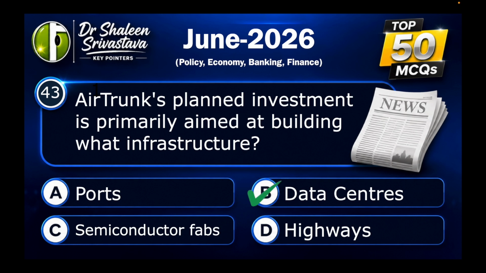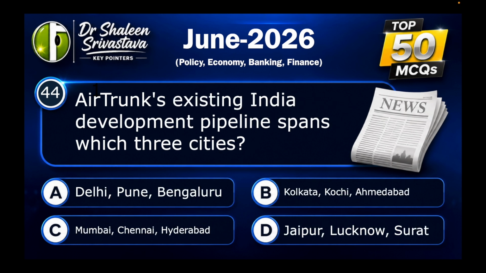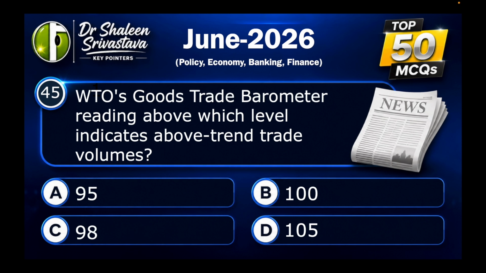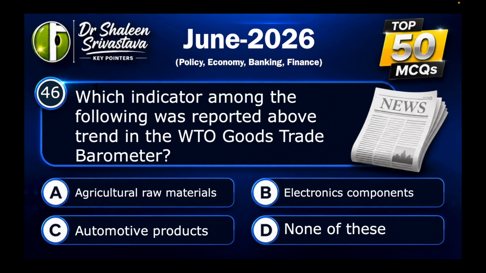Data centers. AirTrunk's existing India development pipeline spans which 3 cities? The correct answer is Mumbai, Chennai and Hyderabad. WTO's goods trade barometer reading above which level indicates above trend trade volumes? The correct answer is B. 100. Which indicator among the following was reported above trend in the WTO goods trade barometer? The correct answer is B.